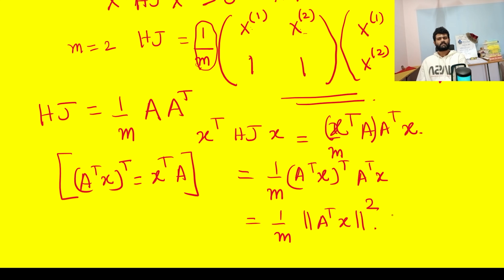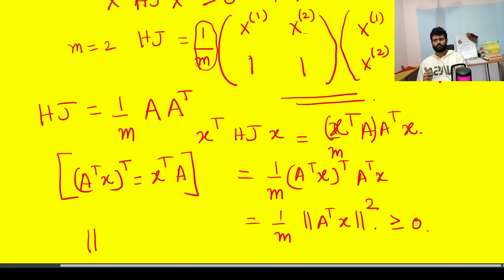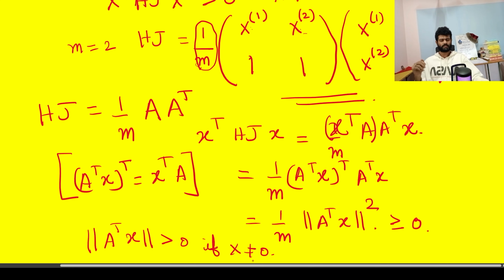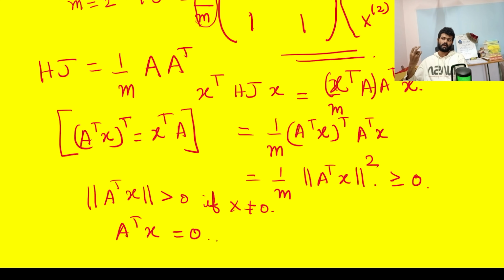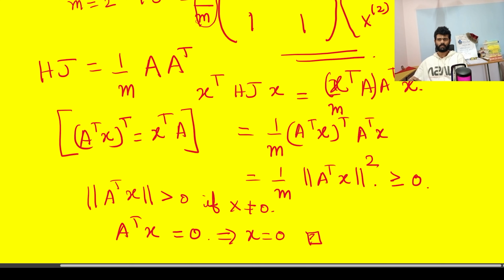Now, what can you say about this? This is definitely a non-negative function, right? Now, the only thing needed is that I need to be sure that this is always positive if x is not 0. How do I do this? Assume that A transpose x is 0. If it is 0, I need to prove that x is 0. That's the only case when this can be 0. If this implies x is 0, I'm done. The proof is complete.